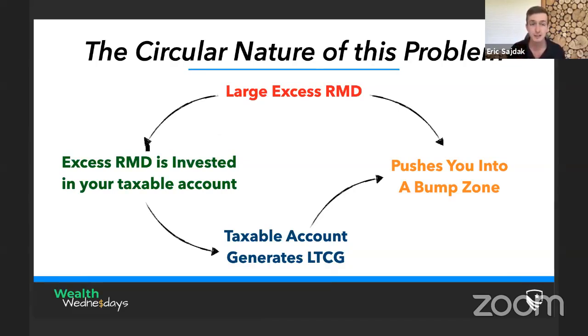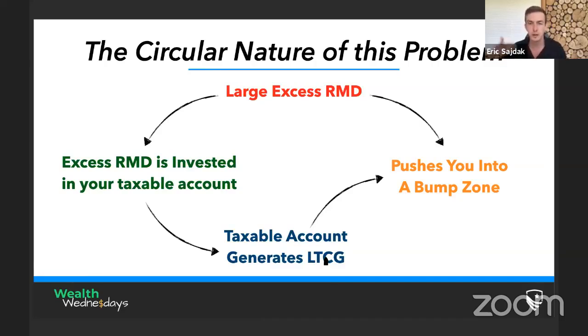Okay, well, most likely they're going to put some of that excess RMD and invest it in their taxable account. Well, what's going to happen if they invest that money in their taxable account? Their taxable account is going to get that much larger. And so it's going to generate that much more in long-term capital gains over time. So now we see a situation where it's essentially a circular problem where these large RMDs put them into bump zones. Then they put more of the excess RMD into their taxable account, which generates more long-term capital gains, which widens that bump zone, thus raising their marginal rate through each of those bump zones.